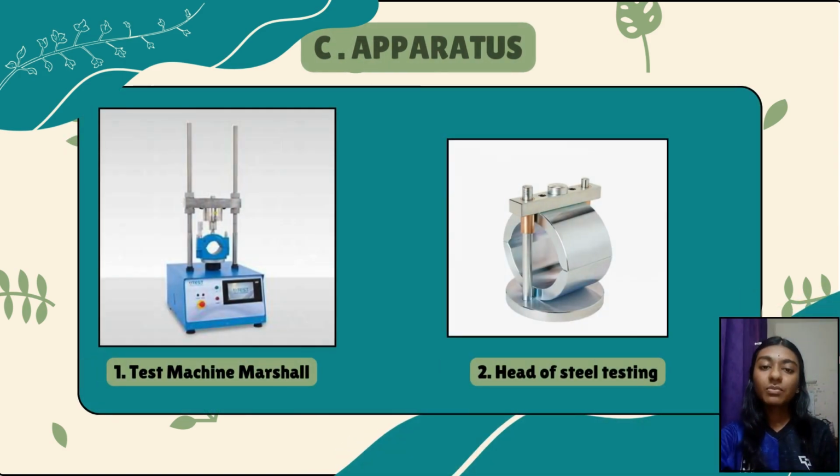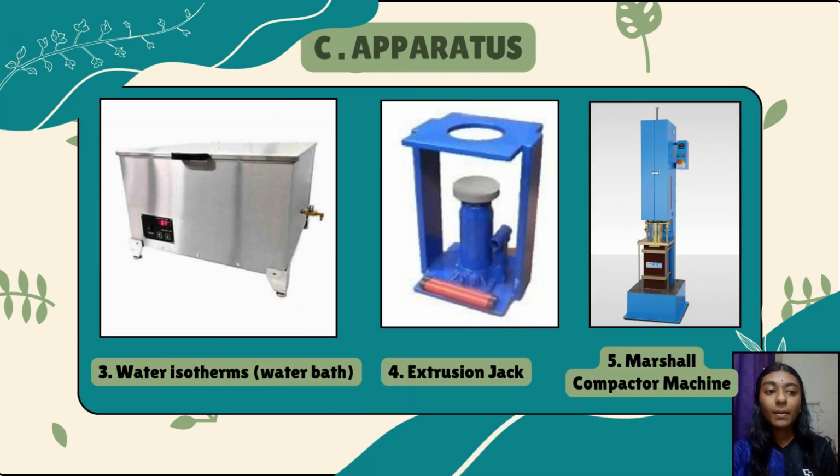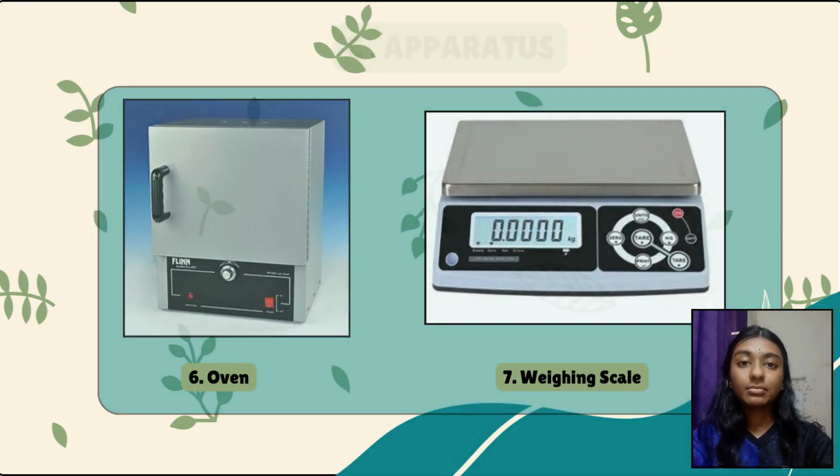The apparatus for this test is the Marshall test machine, head of steel test, water bath, extrusion jack, Marshall compactor machine, oven, and lastly the weighing scale.